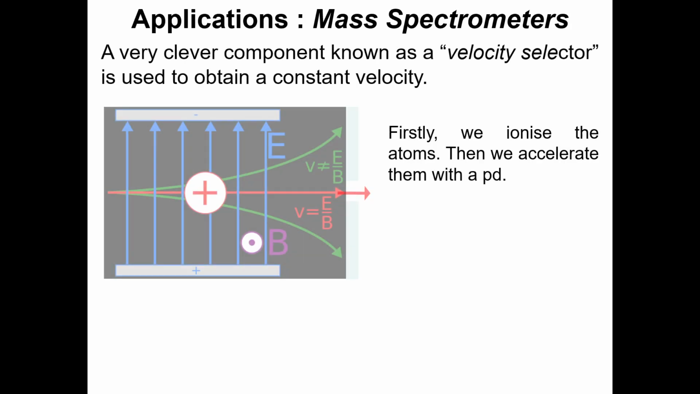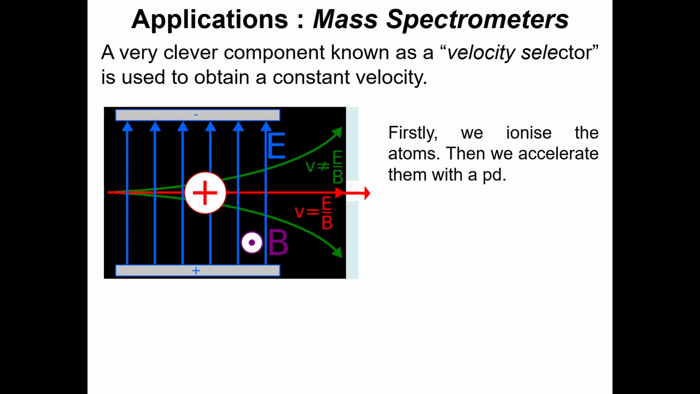Mass spectrometers, I haven't checked, but it feels like more than half the questions that come up. Even though the AQA specification mentions cyclotrons as a use of magnetic fields, it doesn't mention mass spectrometers. But I think at least half the questions come up on mass spectrometers. There are three areas you need to know about.